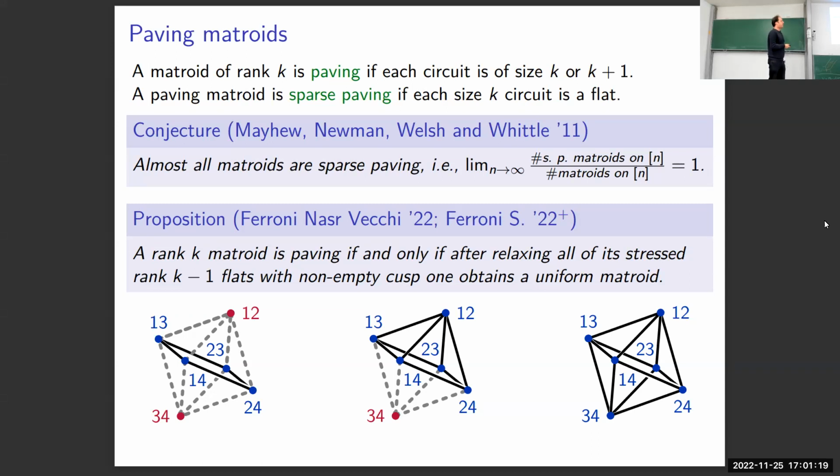Should be true, but then also if you take the logarithm of the number of sparse paving matroids and the logarithm of the number of matroids, and you take their quotient, the limit goes to 1. That is known. This is approved by Don van der Poel and Woody Pellenash. So there is true evidence for this.